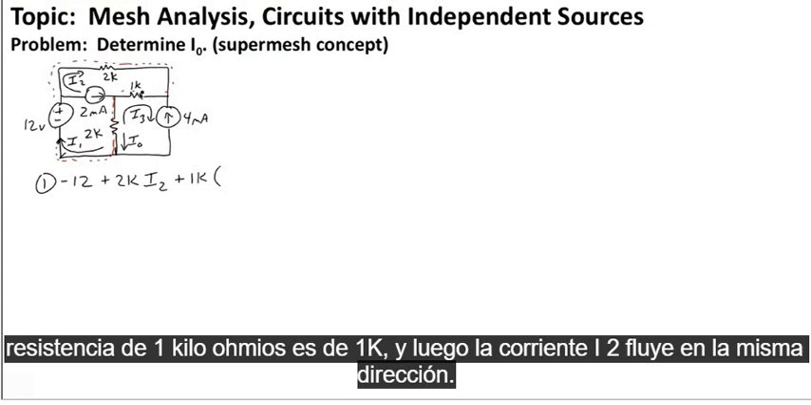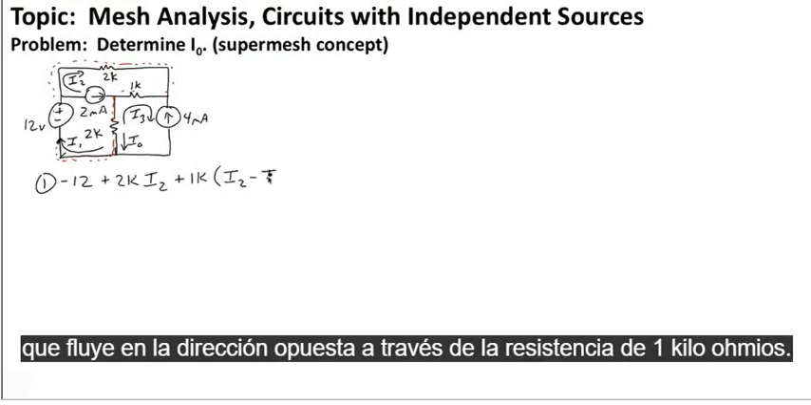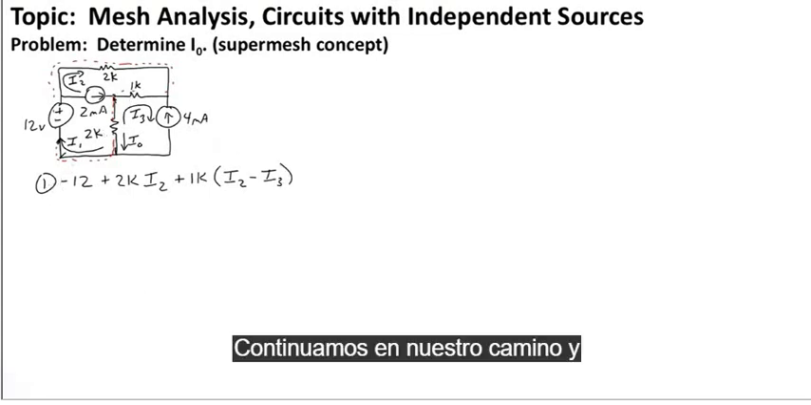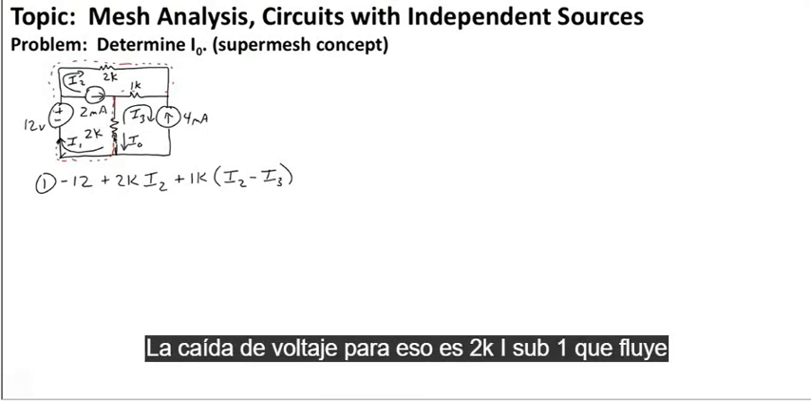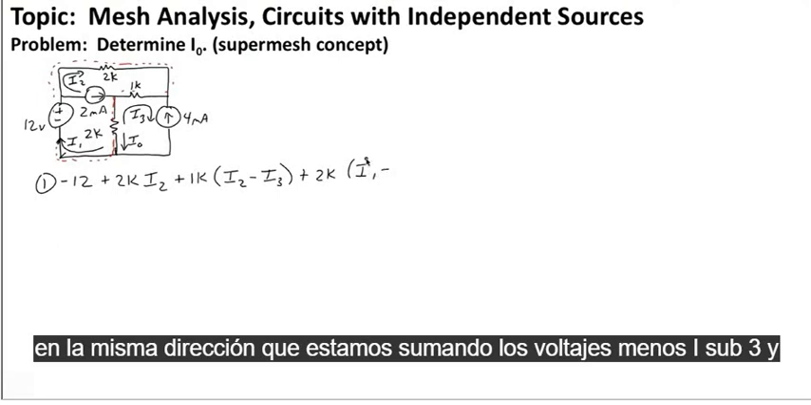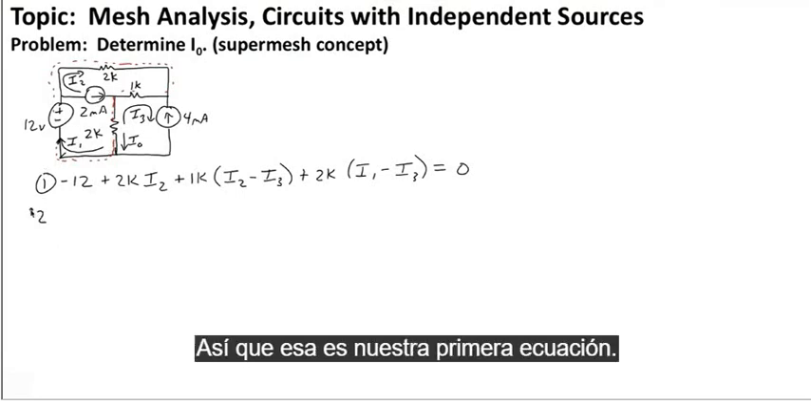and then the current I2 is flowing the same direction. We're summing the voltages, so it's I2 minus I sub 3, which is flowing the opposite direction through the 1 kilo ohm resistor. We continue on our path, and we encounter the 2 kilo ohm resistor in the bottom center of our circuit. The voltage drop for that is 2K times I sub 1, which is flowing the same direction as we're summing the voltages, minus I sub 3, and that's equal to 0 because that gets us back to our starting point. So that's our first equation.